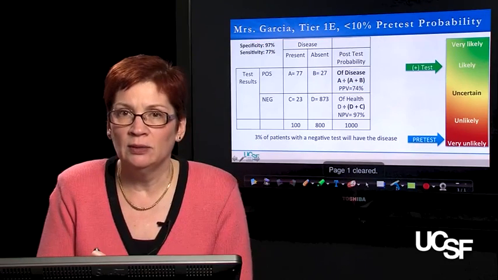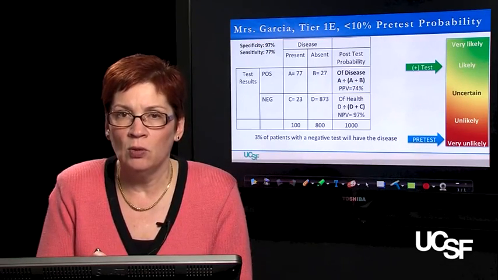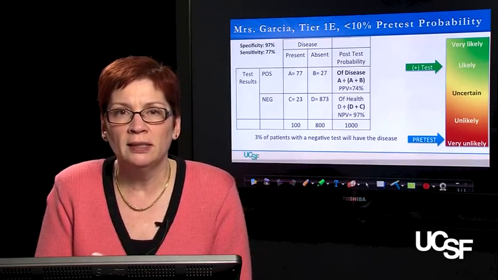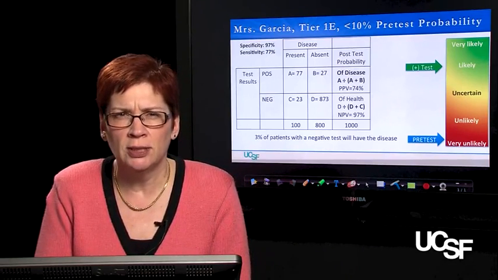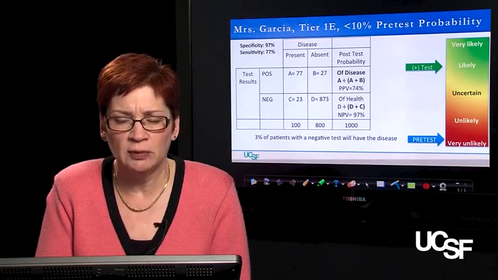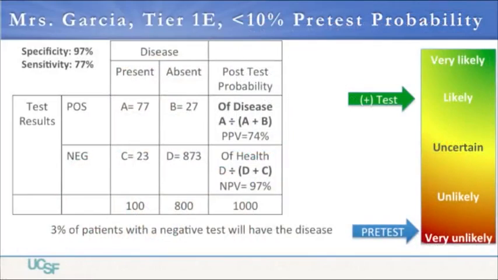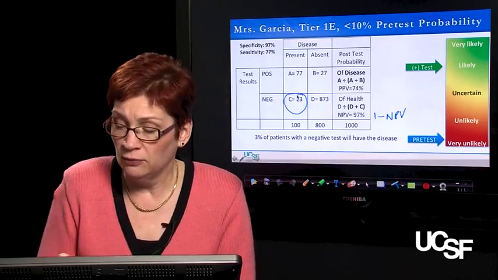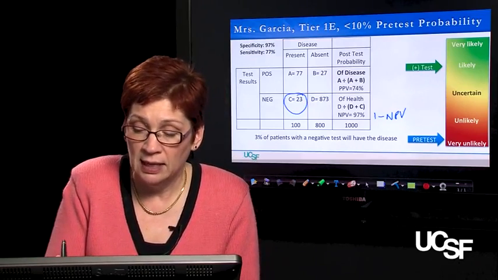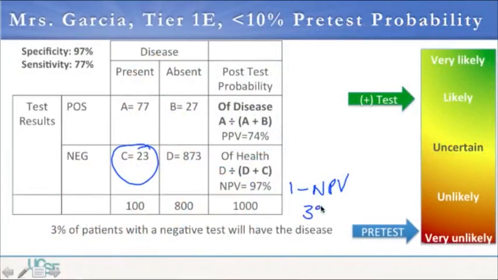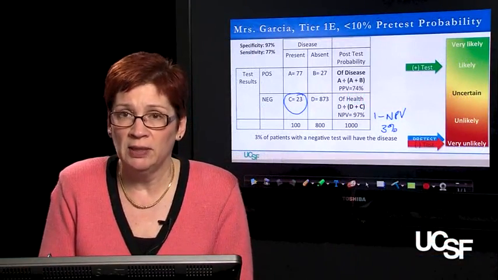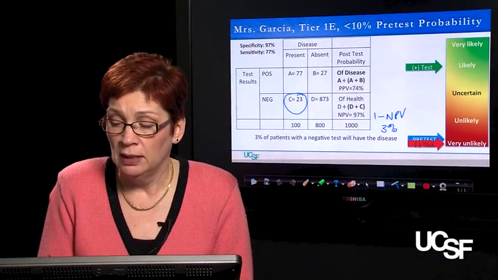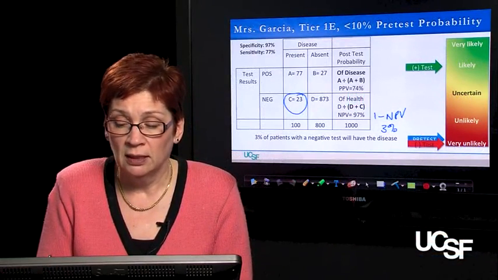But look what happens when we get a negative test. We want to ask the question, what's the likelihood that Mrs. Garcia still has a pulmonary embolus, even if she tests negative for the disease? Remember, that statistic is 1 minus the negative predictive value. We're looking for the false negative rate. And so 1 minus negative predictive value is 3% here. So we've really pretty much eliminated this disease in this patient with a negative test.